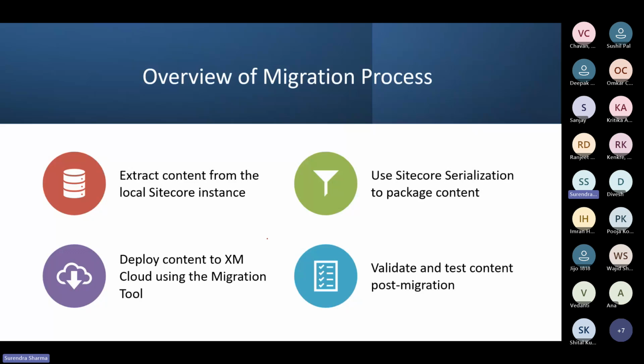Now, how do you extract the content from your local Sitecore instance to the XM Cloud? There are two ways. Either you can use the Sitecore CLI serialization, or there is one tool called the migration tool. So we'll see both of these approaches, and through that you can easily migrate your content from your local Sitecore instance to the XM Cloud environment.